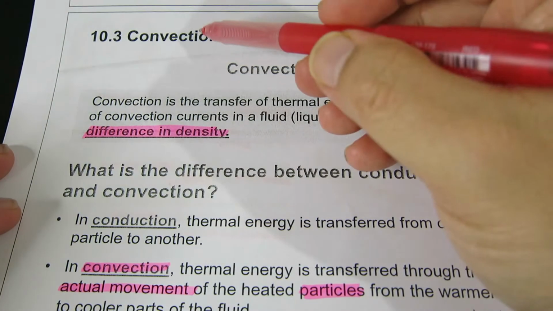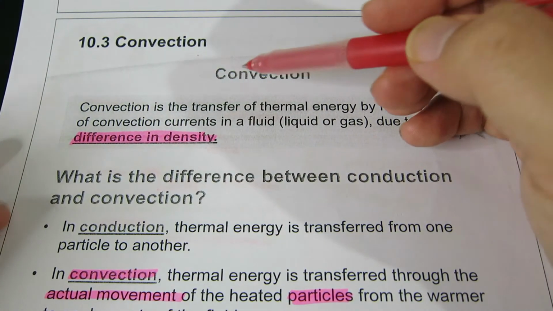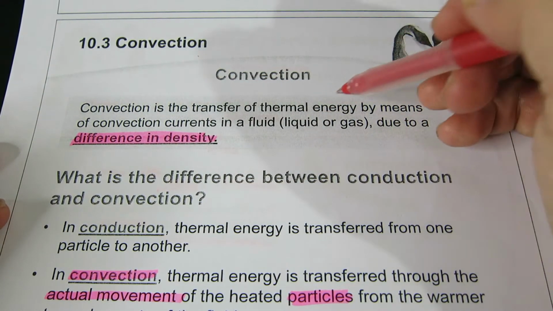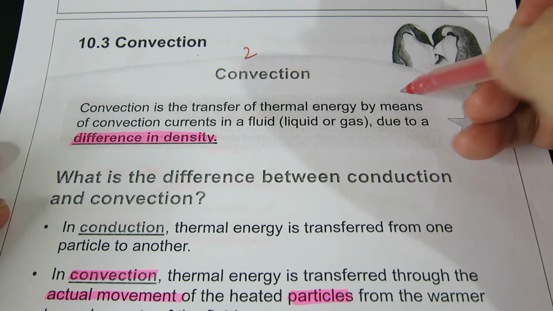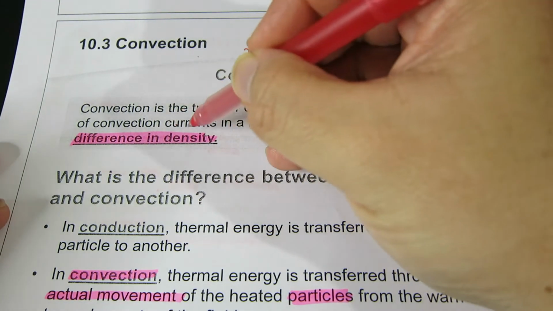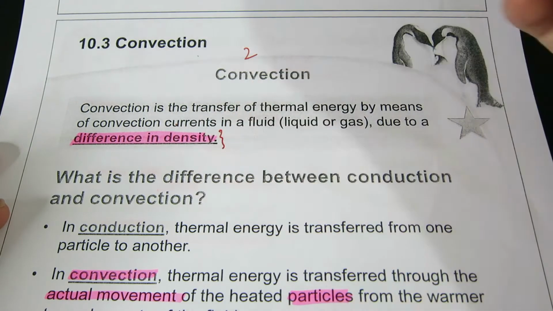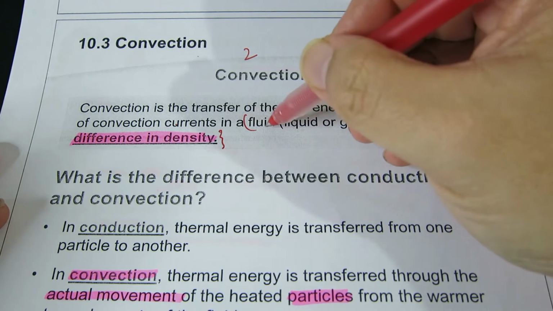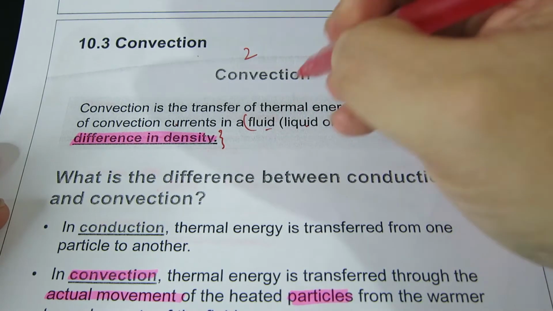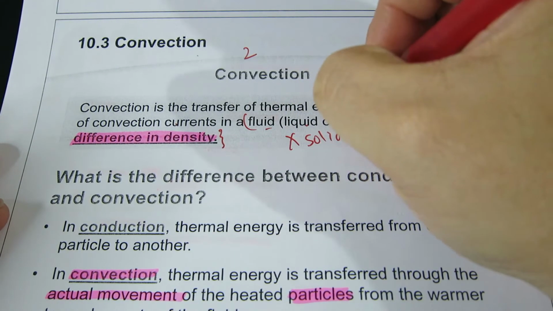Alright, we are now on 10.3, convection. Convection is the second mode of transfer of thermal energy, and it's the transfer of thermal energy via convection currents, which are formed due to differences in density. And it can only happen in a fluid, which means things that flow, liquid or gas. It does not occur in solids.